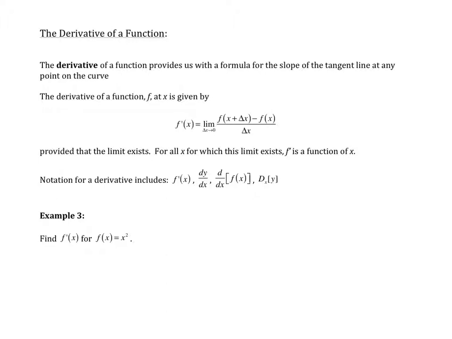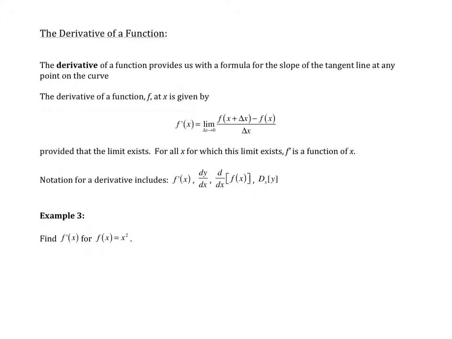Okay, so we talked about the derivative at a point. The derivative of a function provides us with the slope of a tangent line at any point on the curve. So not just at one point, it's a formula for the slope at any point. The derivative of a function f at x is given by f prime of x equals the limit as delta x approaches 0 of f of x plus delta x minus f of x, all over delta x. So it looks very similar to the derivative at a point.